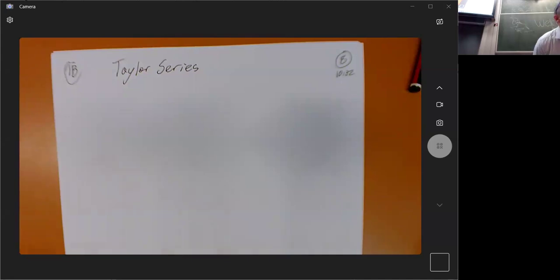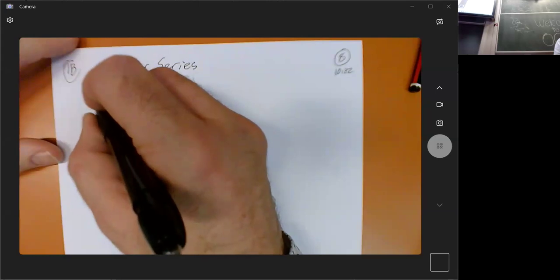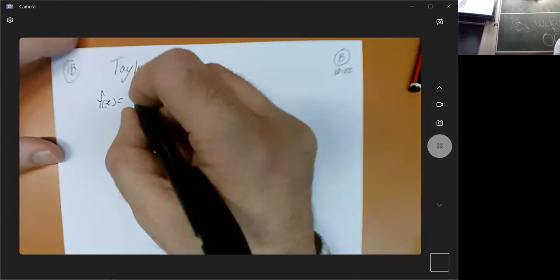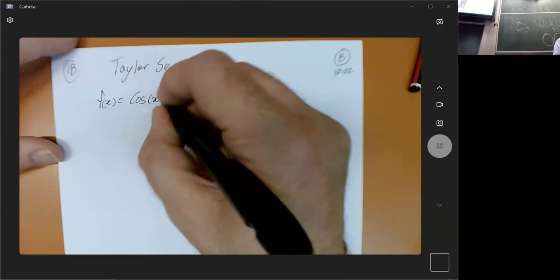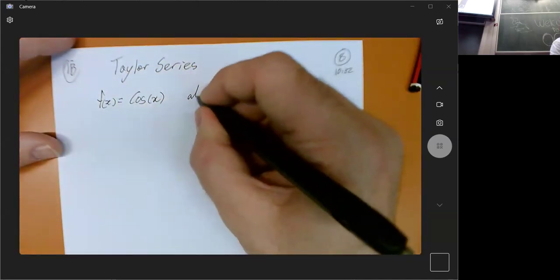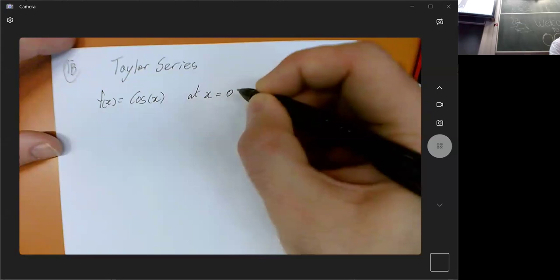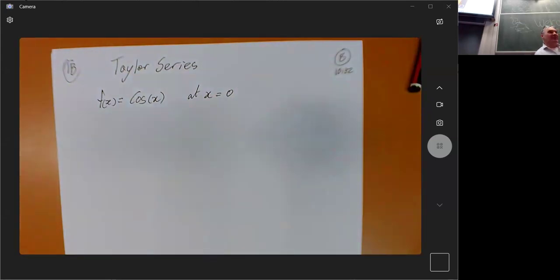I know, it's a bit boring. You know what? I'm going to do something really dull. All right, I'm going to go f of x is equal to cosine of x at x equals 0. I'm going to do a Maclaurin series for cos of x. You guys should have seen this before. And I'm doing something fairly simple because what they're going to get you to do in the exam is going to be reasonably simple.